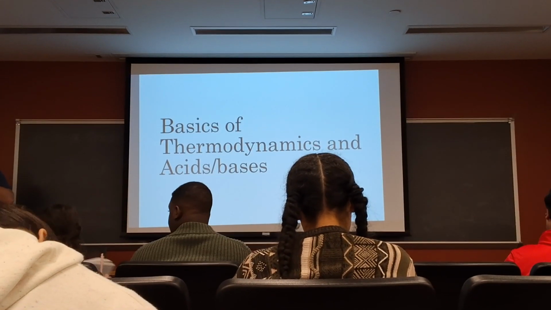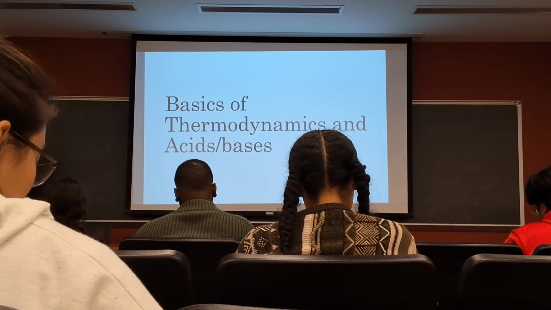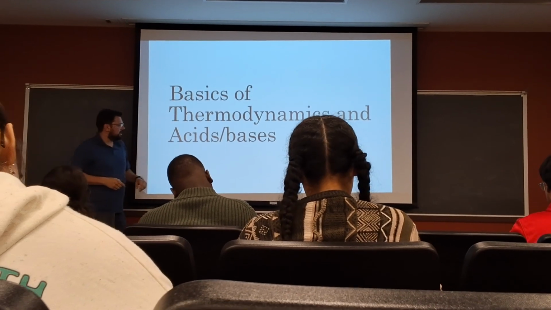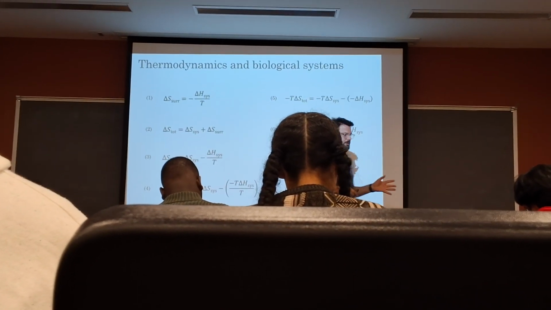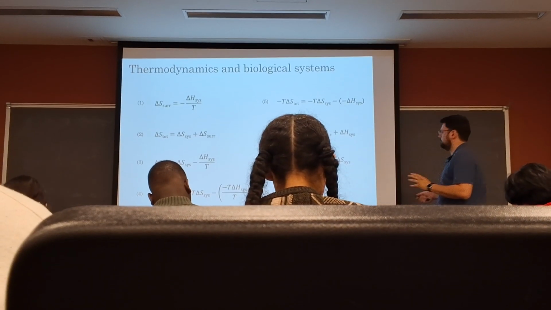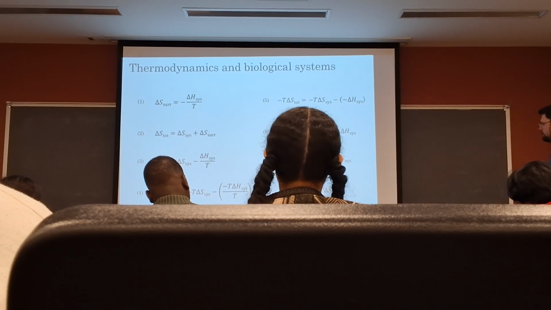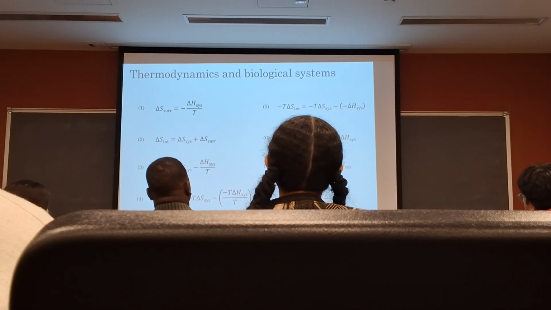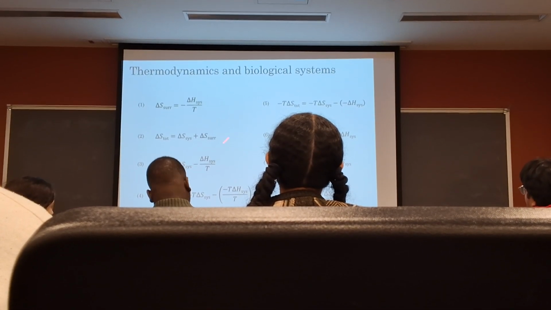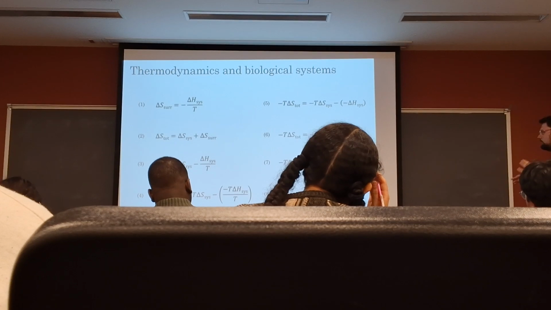Okay, what's happening? So basic thermodynamics and acids and bases. I don't want to spend too much time on the derivation of this equation here, delta G equals delta H minus T delta S. Here's the derivation that goes step by step. It's also in the book. I don't want to spend a ton of time on this.